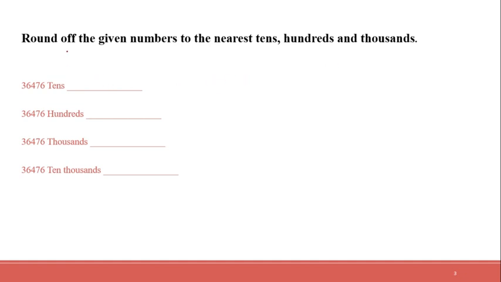I want you guys to round these numbers off as per the requirement of the question. So what is written here? Round off the given numbers to the nearest tens, hundreds and thousands. Here we will round it off to tens. The number written here is 3, 6, 4, 7, 6, right? I want you to round it off to the nearest tens. So how will you do that?